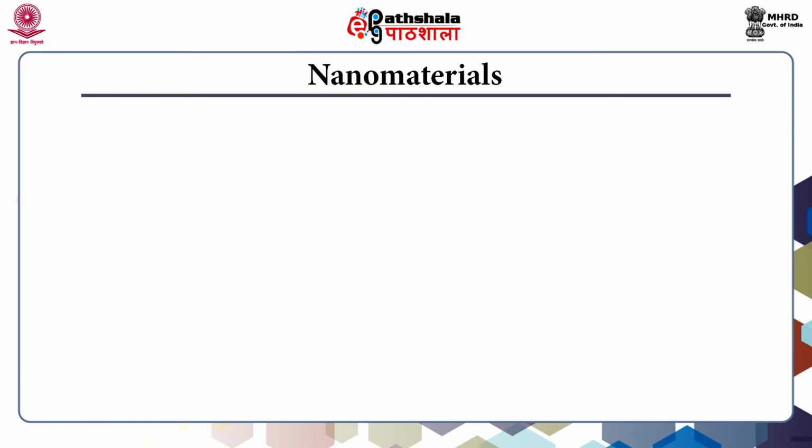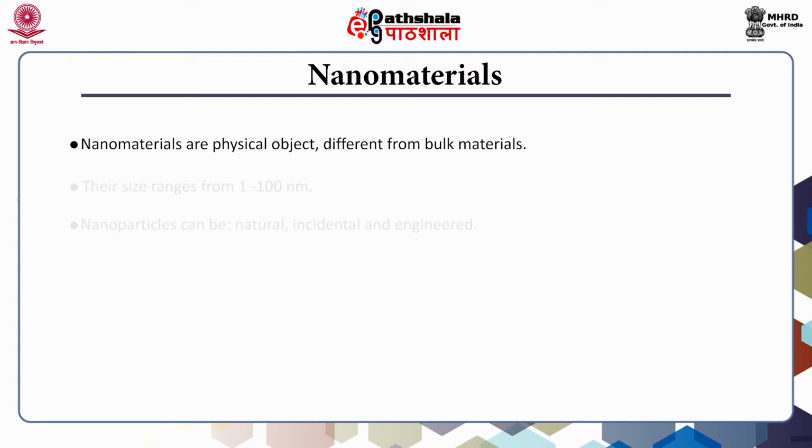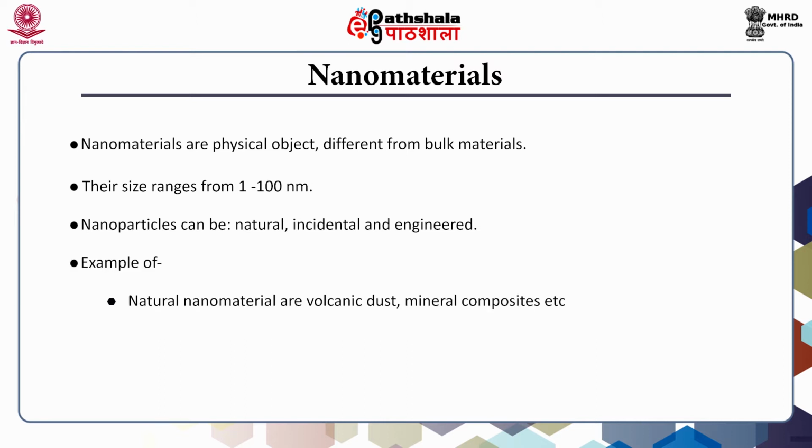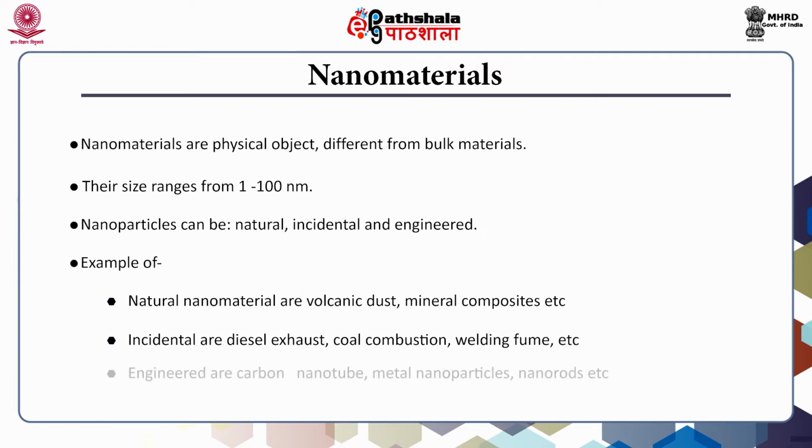So, what are nanomaterials? Nanomaterials are one of the main products of nanotechnologies as nanoscale particles, tubes, rods or fibers. Nanoparticles are normally defined as being smaller than 100 nanometer in at least one dimension. Natural nanomaterials are volcanic dust, incidental include diesel exhaust, carbon nanotubes, and the metal nanoparticles are examples of engineered nanomaterials. So, we can say the size of the nanoparticles ranges from 1 to 100 nanometer.